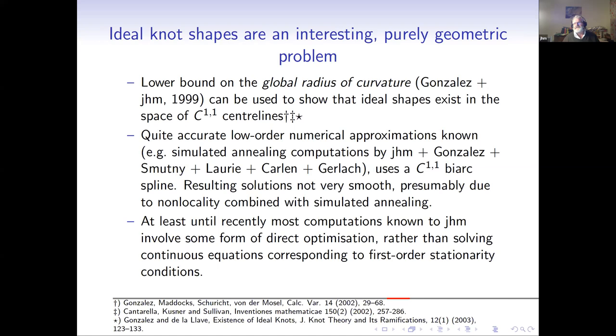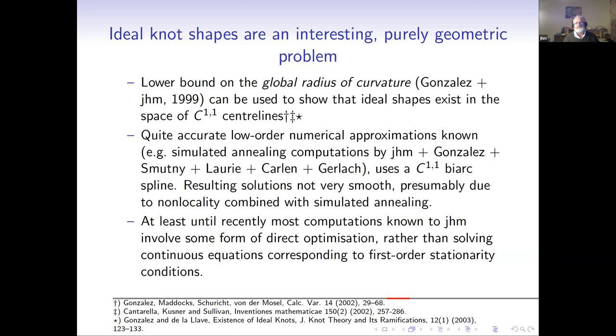So if I'm an applied mathematician, I should stop working on it then. But of course, I also have a little bit of mathematician in me. And they're just ideal knot shapes. They're very interesting, and it's a purely geometric problem. And in particular, if you're actually at the conference, it is strongly biased to people who like ideal knot shapes. So I'm going to describe to you next something called the global radius of curvature, which a guy called Oscar Gonzalez and I did in '99. And it can be used to really prove that ideal shapes exist.